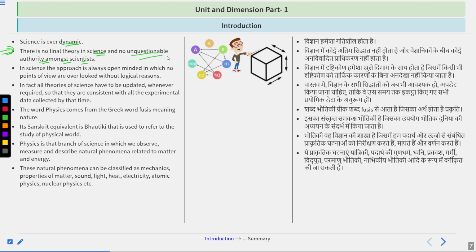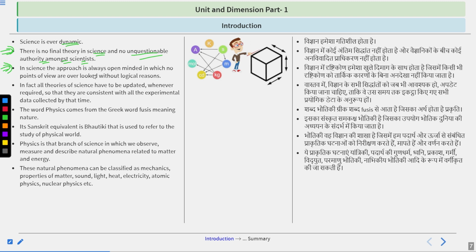Suppose there are three scientists, Mr. X, Mr. Y, Mr. Z, working on something. Mr. X proposed a theory that this thing is actually that thing. It is not the case that Mr. Y and Mr. Z couldn't question it. They could, because science respects and welcomes other ideas too.